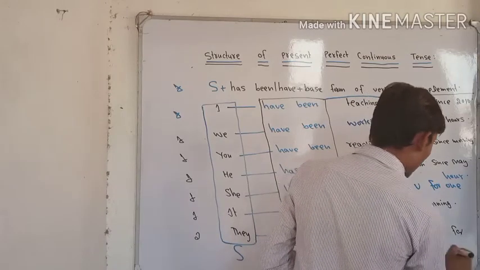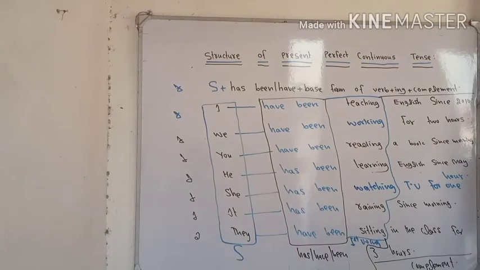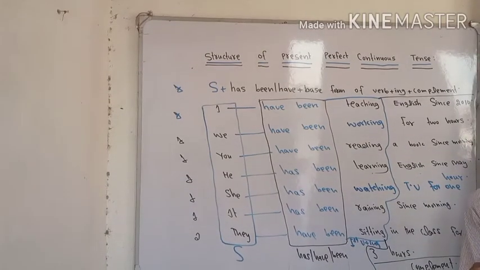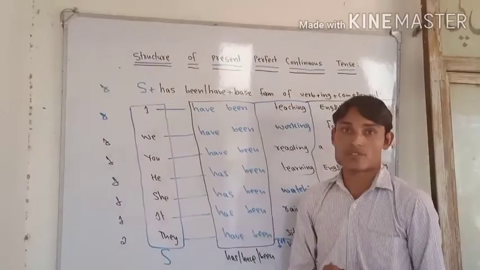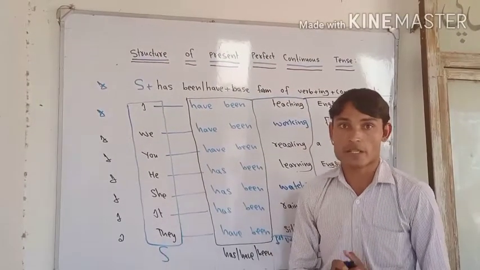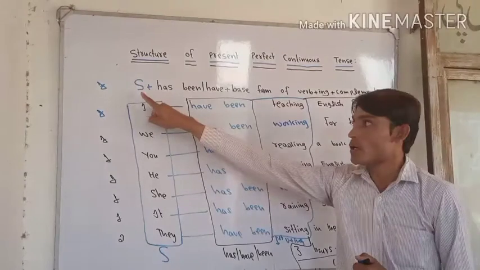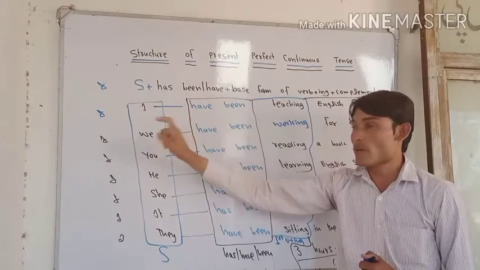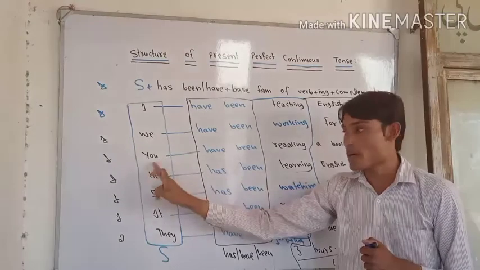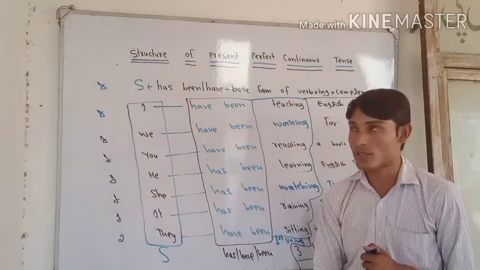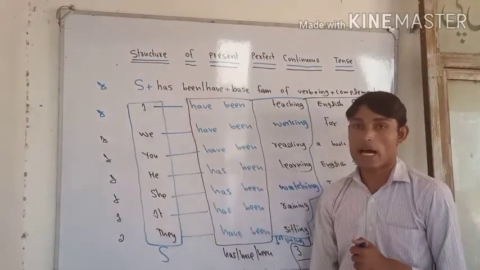Now in this video I discussed the structure of present perfect continuous tense. What is the structure of present perfect continuous tense? First of all, we need a subject. As you know, we have 7 subject pronouns. I and we are called first person, you is called second person, he, she, it, and they are called third persons. Then we need has been and have been.